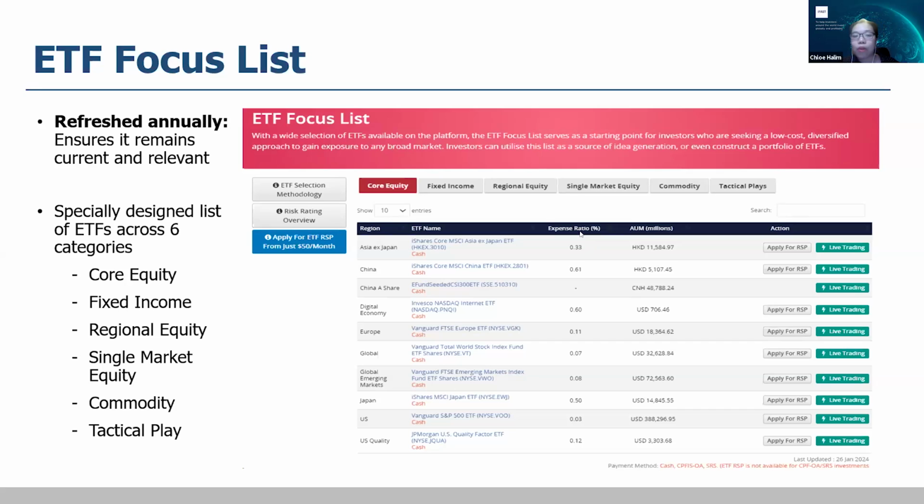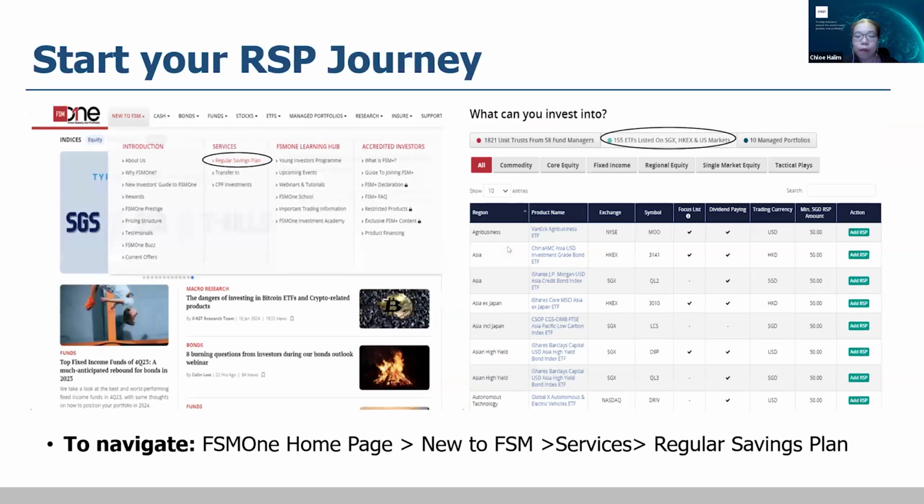Besides these ETFs on our focus list, we also have some other ETFs that one can RSP into on our platform. In fact, we have more than 150 ETFs available for RSP, and they span across various countries, sectors, and exchanges. You can start your whole RSP journey by investing just about $50 a month.